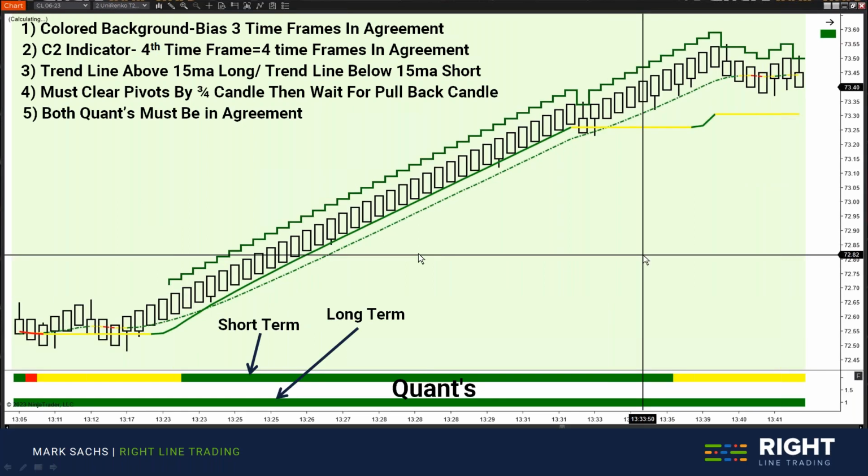Right? So that's rule number 4. Rule number 5, the quant lines. They either both have to be green or they both have to be red. We don't trade on yellow because when they're on yellow means that the markets aren't correlated enough. The short term will turn yellow quicker, obviously, than the longer term.